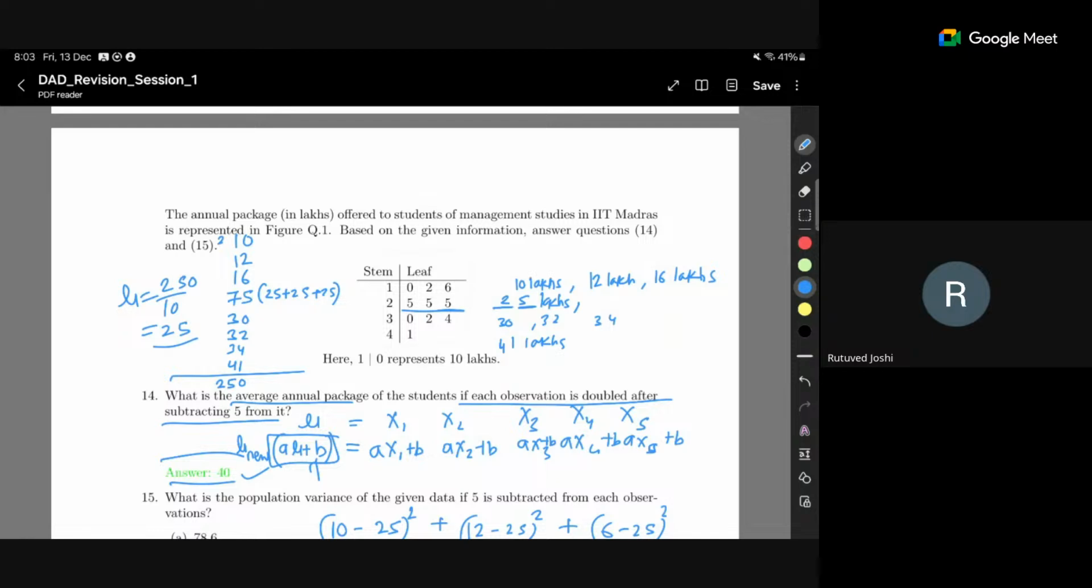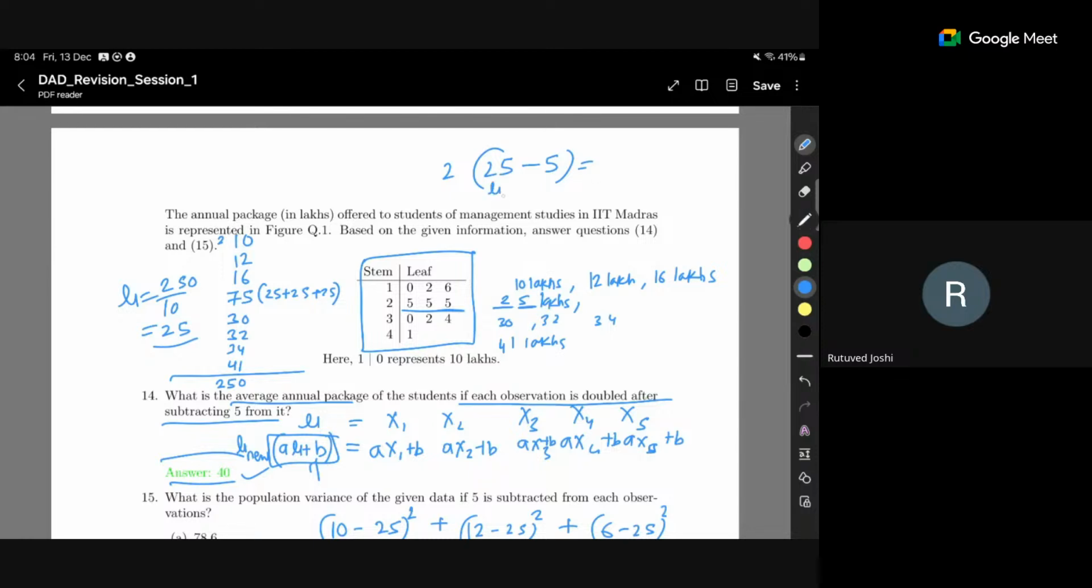So the regular mean is 25. Then I have to do something with it, right? The question is, if each observation is doubled after subtracting 5, how will that affect the mean? So my initial mean is 25. I subtract 5 from it, and then I double it. If I do the same thing with all the values of my data set, then the mean will also be affected in a similar way.